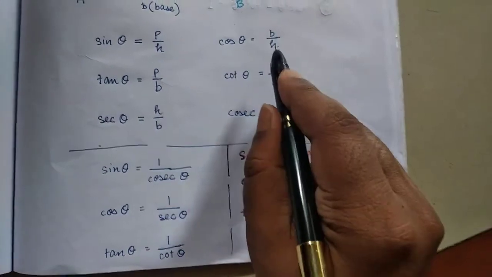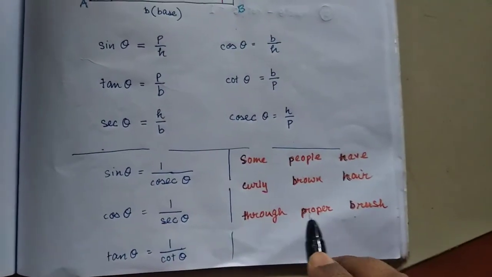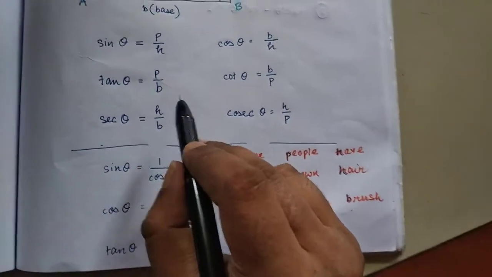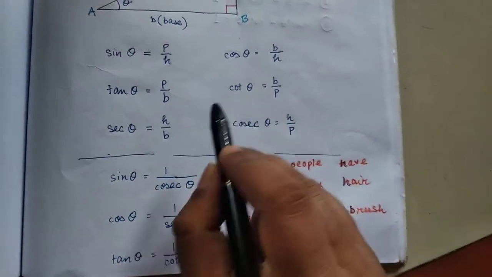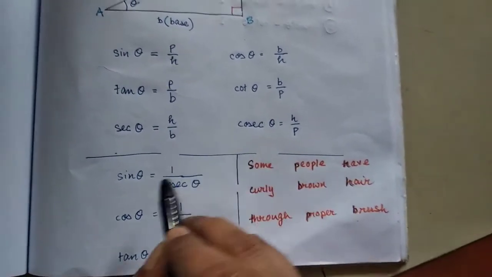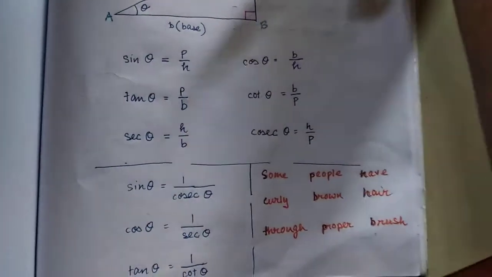Curly brown hair, CBH, through proper brush, TPB, and you can automatically find cot theta, sec theta, and cosec theta by finding the reciprocals. Now let's move on to the next section.